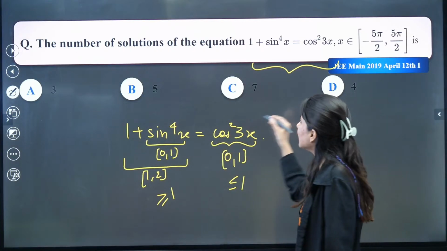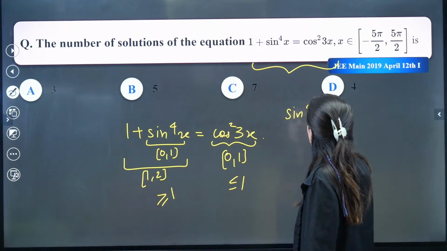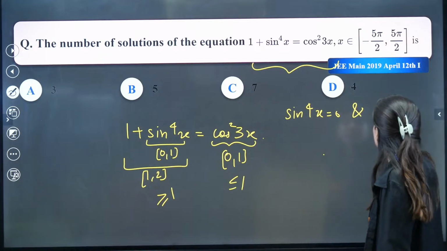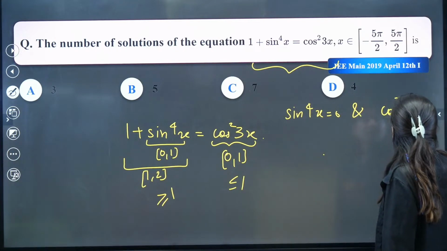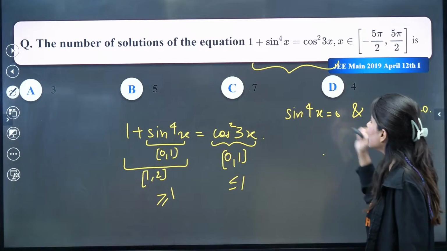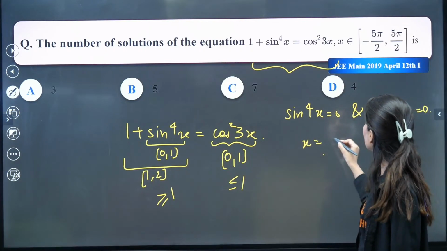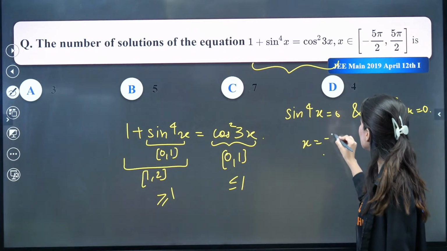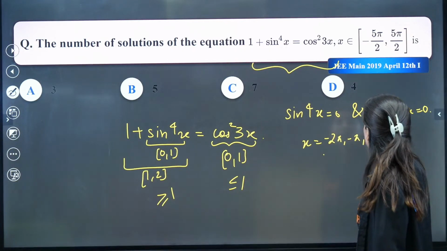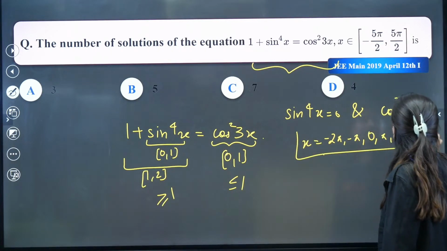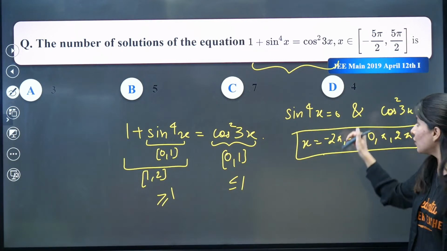LHS 1 means sine raised to power 4x has to be 0, and at the same time, cos square 3x should be equal to 0. Now, sine raised to power 4x being 0 means x will be n pi. So x will be minus 2 pi, minus pi, 0, pi, 2 pi. These are the 1, 2, 3, 4, 5 values for x.